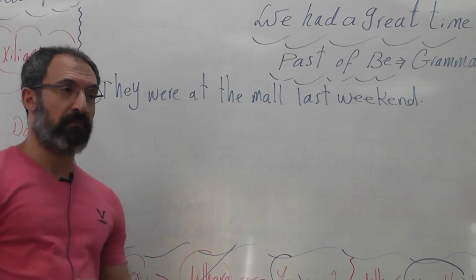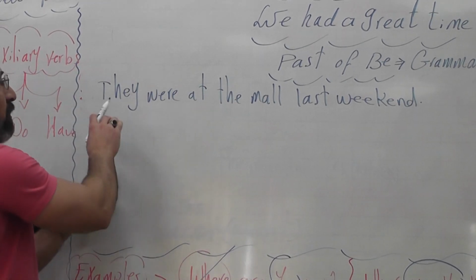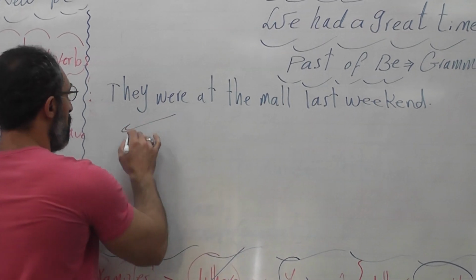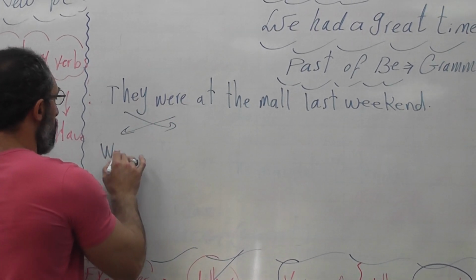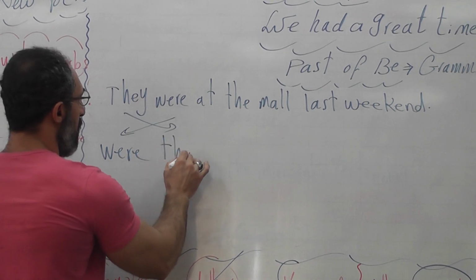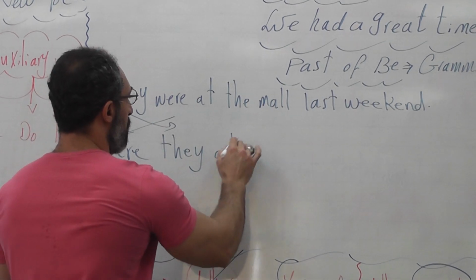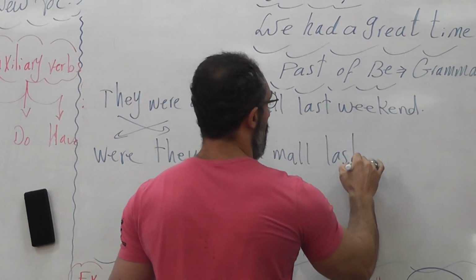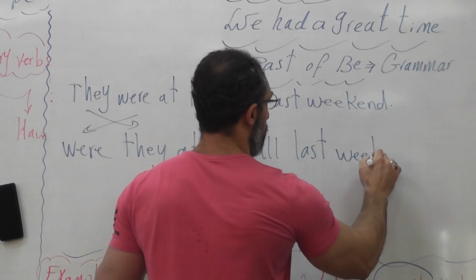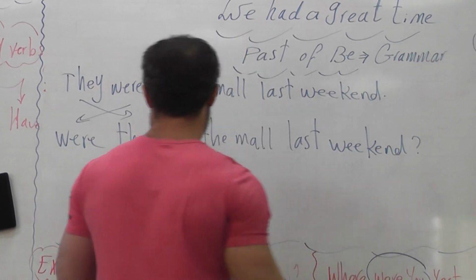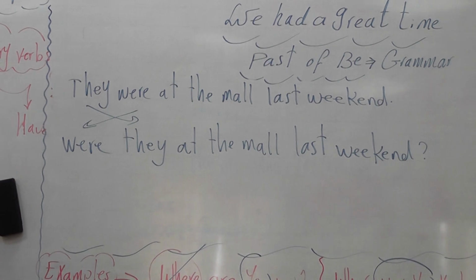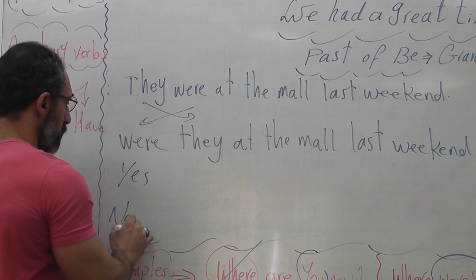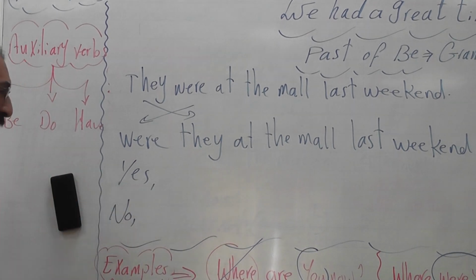Again, the same idea. Okay, it's crossing between were and they. So, were they at the mall last weekend? And how can we make an answer here? So, either yes or no. It's the same idea. Don't forget that.